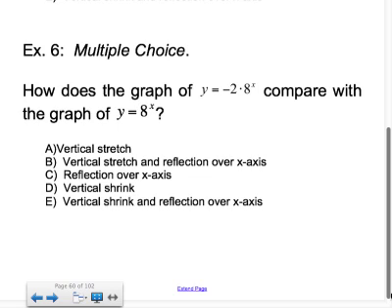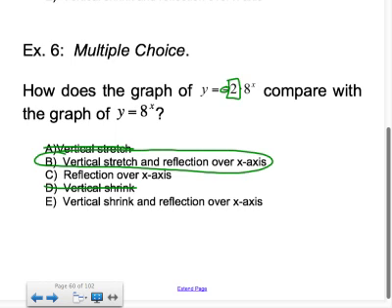Example 6, again, same idea. First of all, recognize, hey, it's negative. Automatically, that's a reflection. Nope, not going to work. The second part is, look at this number now. Is that number bigger or smaller than 1? Or maybe it's equal to 1 like it was in the previous example. In this case, 2 is bigger than 1, which means it's going to be a vertical stretch. So it's a vertical stretch and a reflection.